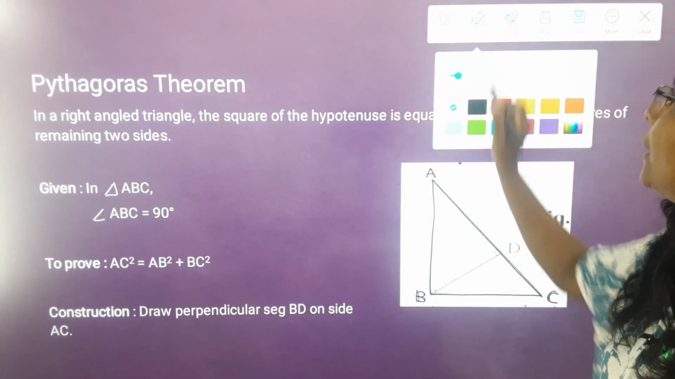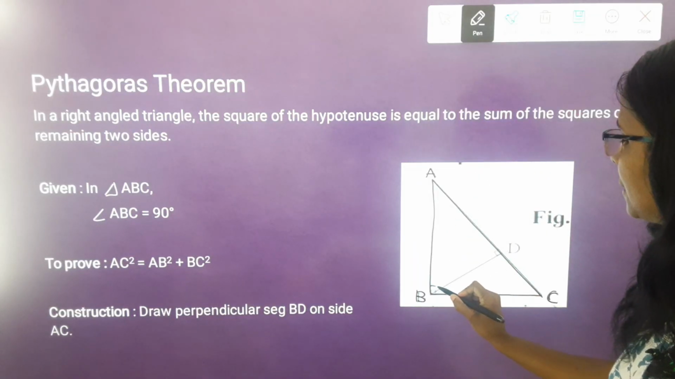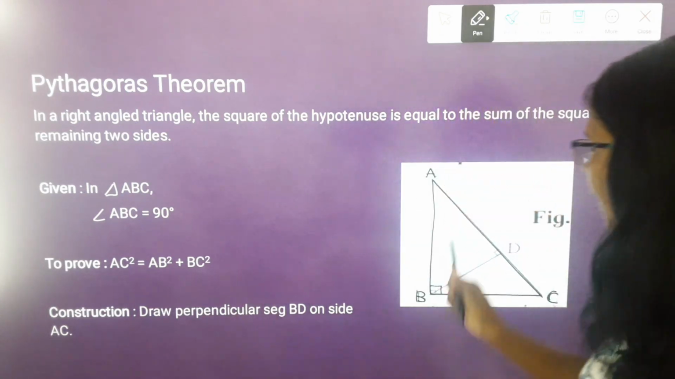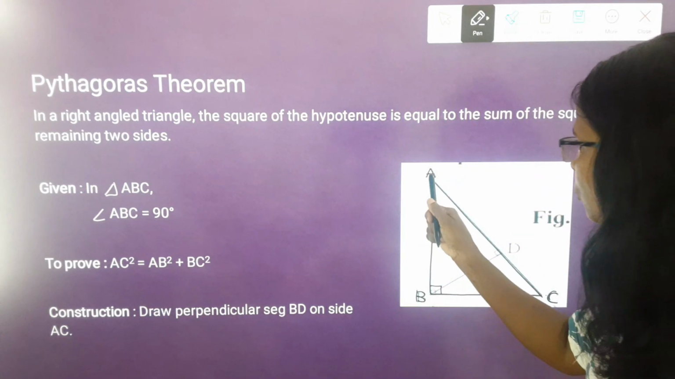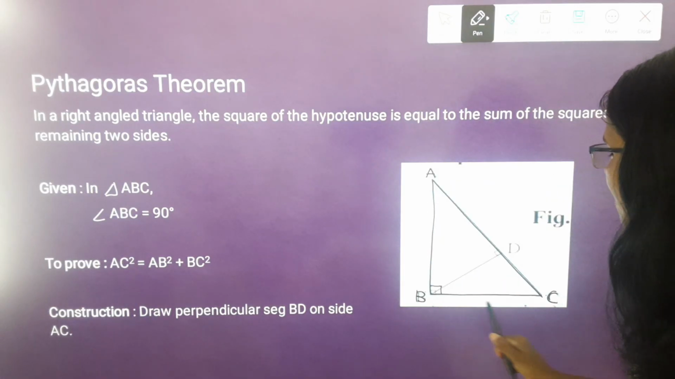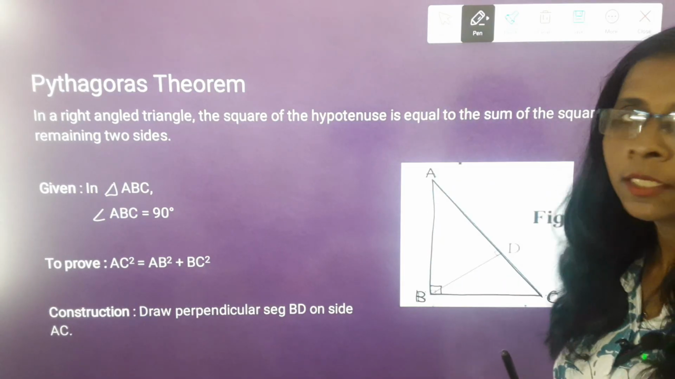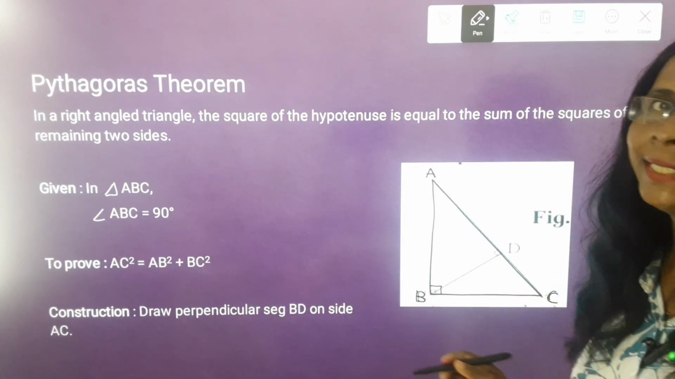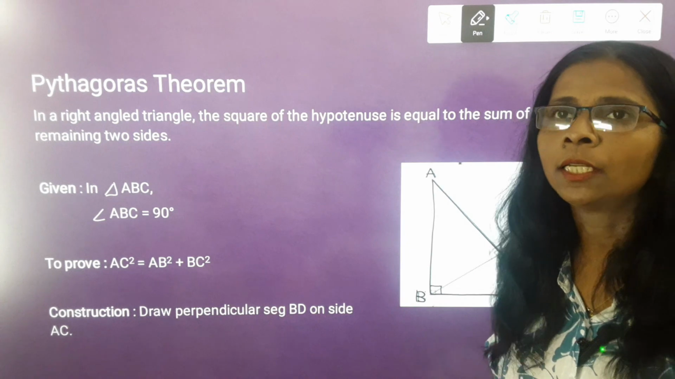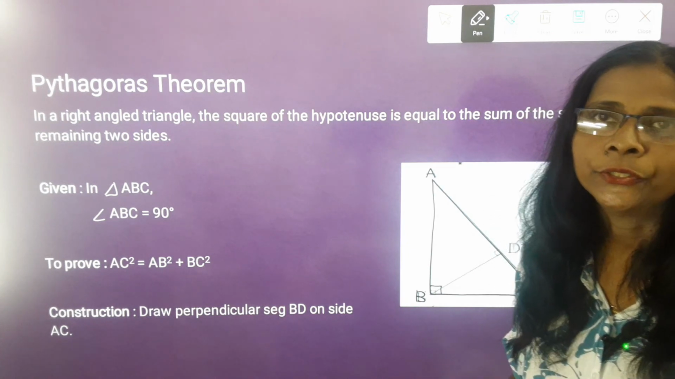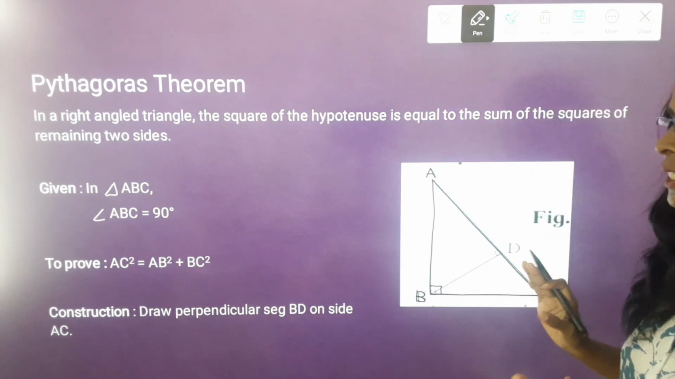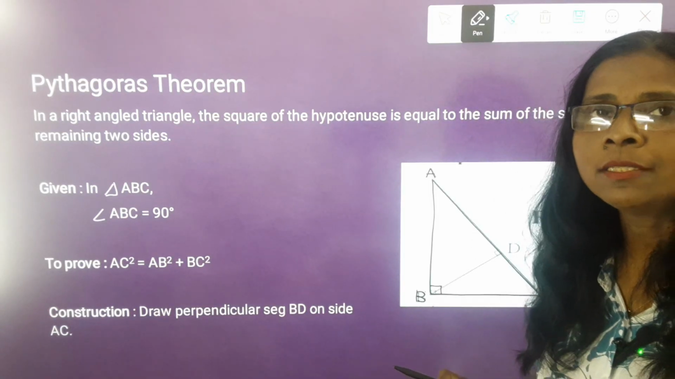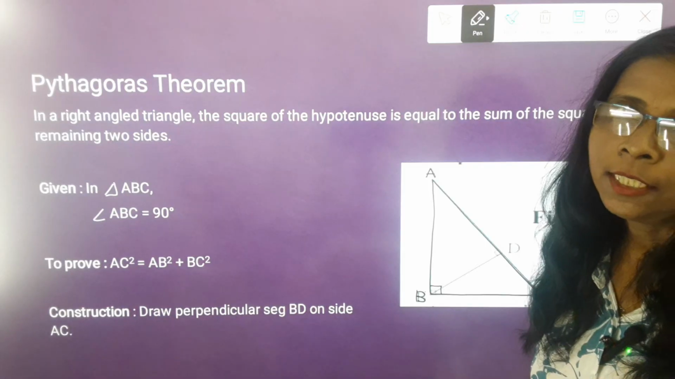Okay, angle ABC is equal to 90 degrees, students, and we have to prove that AC square is equal to AB square plus BC square. Now here there is only one figure of the right angle triangle, and this figure is insufficient to prove this theorem. So that means we have to construct in this figure.